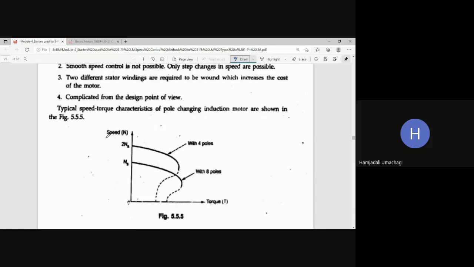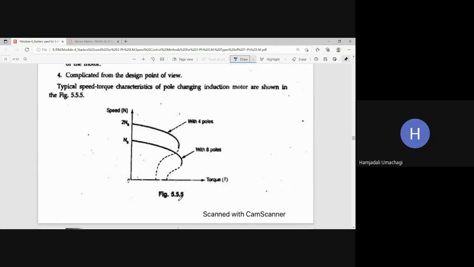Now let us see the typical speed torque characteristics of pole changing induction motors as shown in figure 5.5.5. This figure indicates the speed torque characteristics for the multiple stator winding pole changing method. This curve indicates the characteristics for four poles. For four poles, as I have told you, we get a high speed, that is 1500 rpm, and for eight poles we get 750 rpm. So 750 is half of 1500.